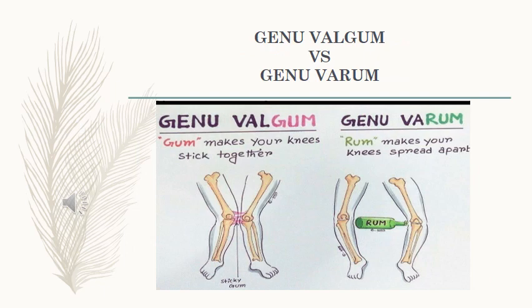Here is a mnemonic for easy memorization of genu valgum and genu varum. Genu valgum: gum makes your knees stick together, and varum: rum makes your knees spread apart.